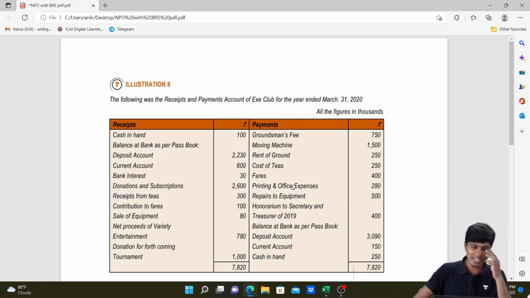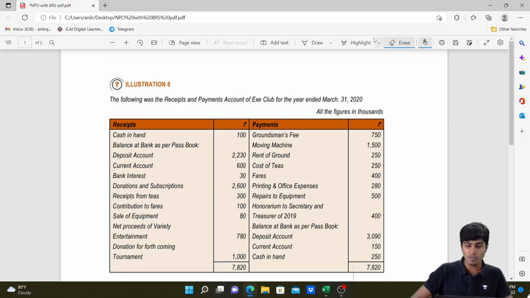Yeah, come on, let's start reading this question. The following was a receipts and payments account of EXE club. So they've given us the receipts and payment account, which is here.